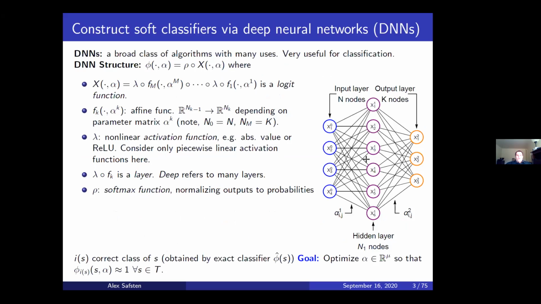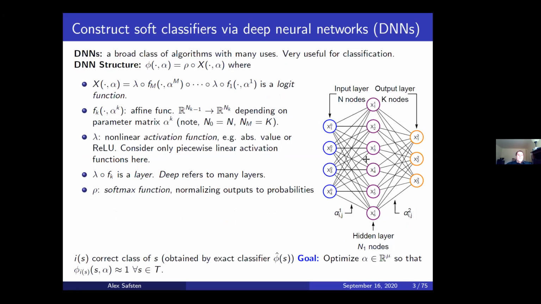So deep neural networks are a very broad class of algorithms that have many uses, but in particular, they're very good at solving the classification problem. The deep neural network, or DNN structure, is the composition of rho and x. So x is what we call the logit function, and it is a composition of many other functions. So we write it here as lambda composed with fm, composed with lambda again, composed with fm minus 1, and so on, until one last lambda and then f1.